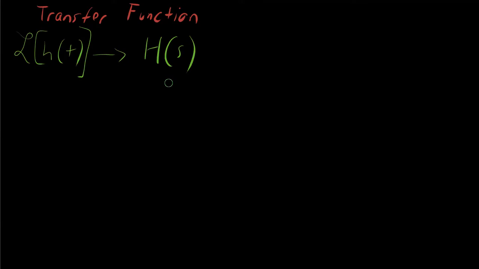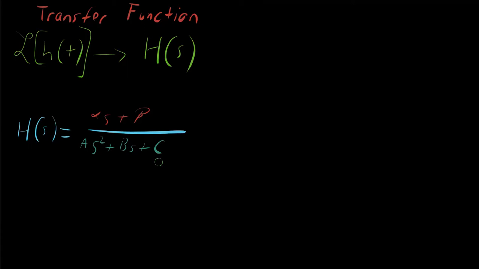For many LTI systems, h of s can simply be represented as some ratio of parameters, some fraction with s up here. Let's say alpha s plus beta divided by some other terms in terms of s here, as squared plus bs plus c. And this ratio, something in terms of s divided by something else in terms of s, will completely characterize your LTI system. And even better, you can understand what's going on with your system by looking at what's on top here and what's on the bottom.